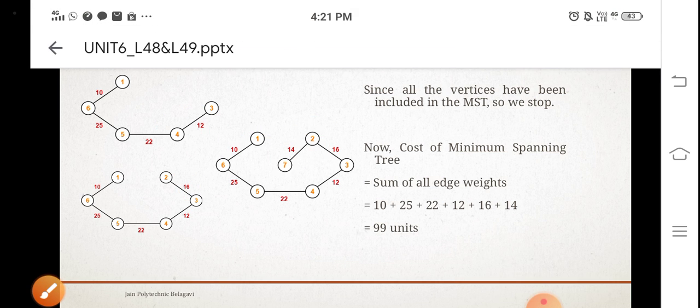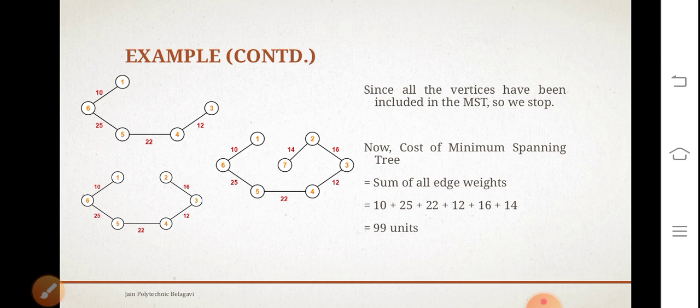Now the cost of the minimum spanning tree is the sum of all the weights, that is 10, 25, 22, 12, 16 and 14. So it is totally 99 units. This is how Prim's algorithm is used to find the minimum spanning tree of the given graph.